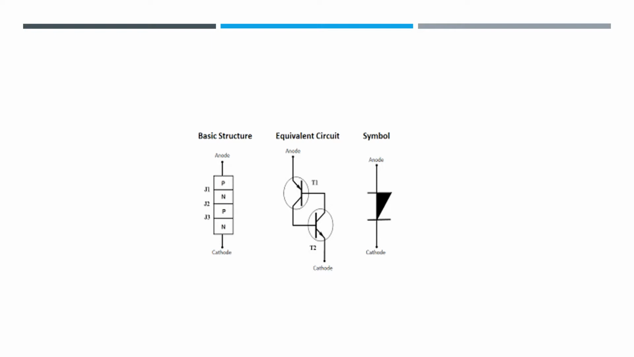Now again, this is the basic structure of your PNPN diode, where the anode is at the top, the cathode at the bottom, and here we have junctions J1, J2 and J3. And again there is a representation of the equivalent circuit and the symbol of SCR.